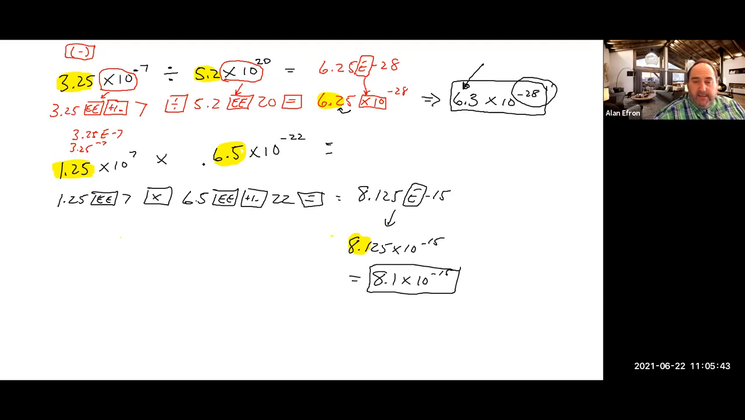Any questions on that there? Okay, then let's talk a little bit about rounding, which I think was a question that came through there, and hopefully this will answer your question as well.